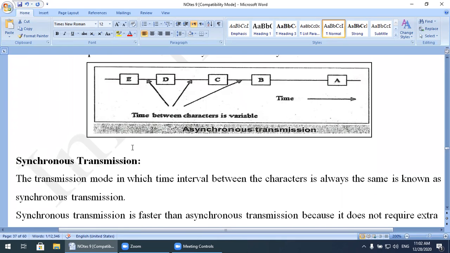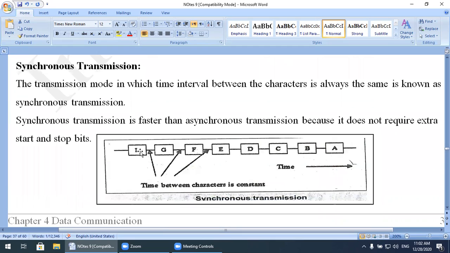Second one is synchronous transmission. Watch here, in order to understand synchronous transmission, see the difference between the two diagrams. This diagram consists of the same characters A, B, C, D, E, F, G, H, but one important thing is that the time interval between two characters is always the same. For example, the time interval between A and B is, let's say, 2 seconds, this one is also 2 seconds, and this one is also 2 seconds. So the time interval between each and every character will be the same.